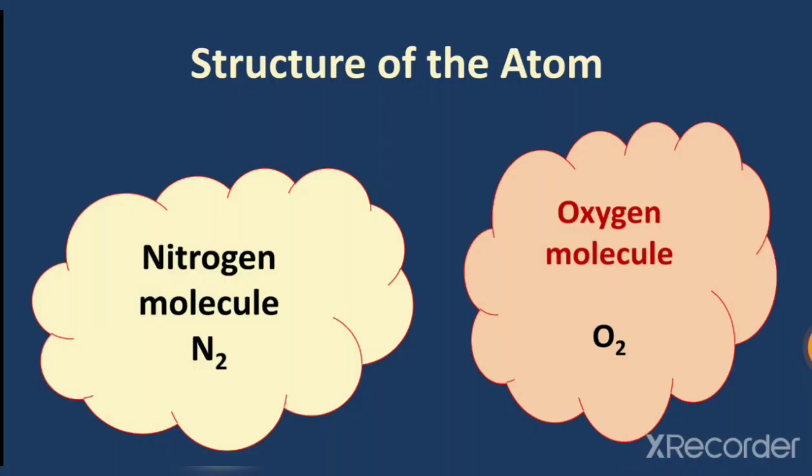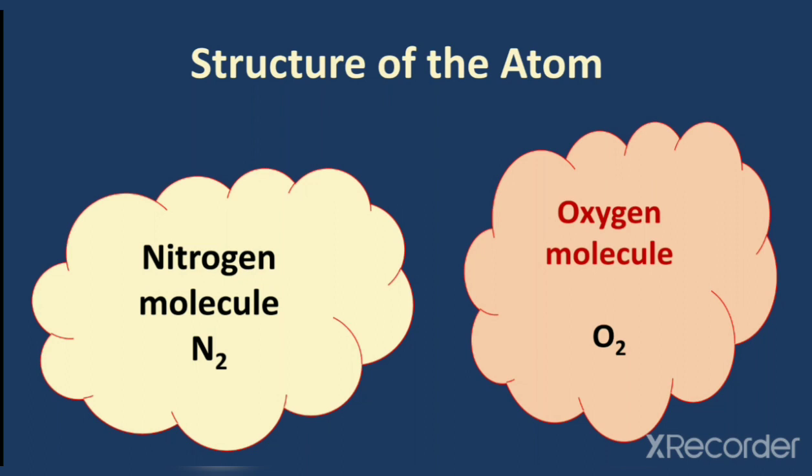We shall now move on to the next chapter, structure of the atom. We have learned that matter is made up of atoms and molecules. We know that water is made up of molecules of water, carbon dioxide is made up of molecules of carbon dioxide. What is one molecule of carbon dioxide made up of? One atom of carbon and two atoms of oxygen.